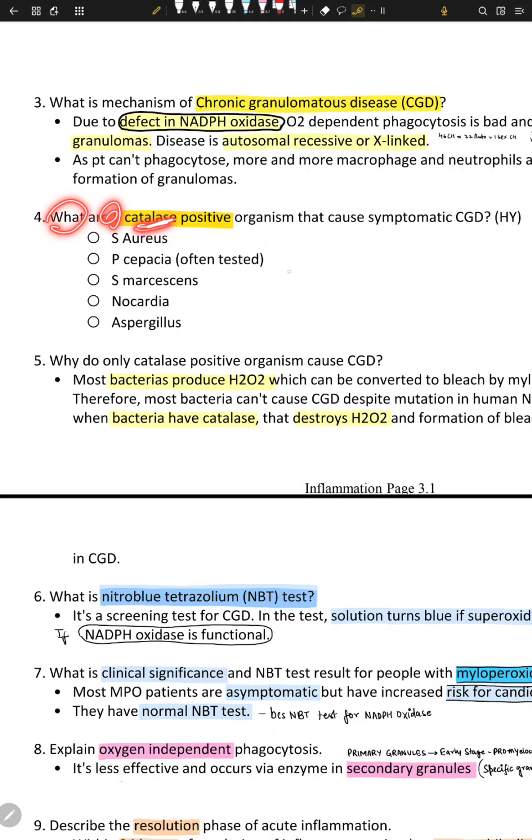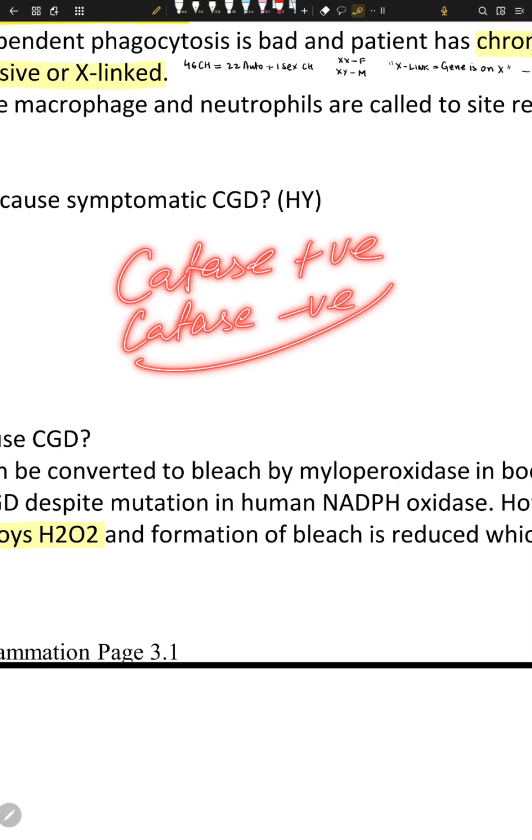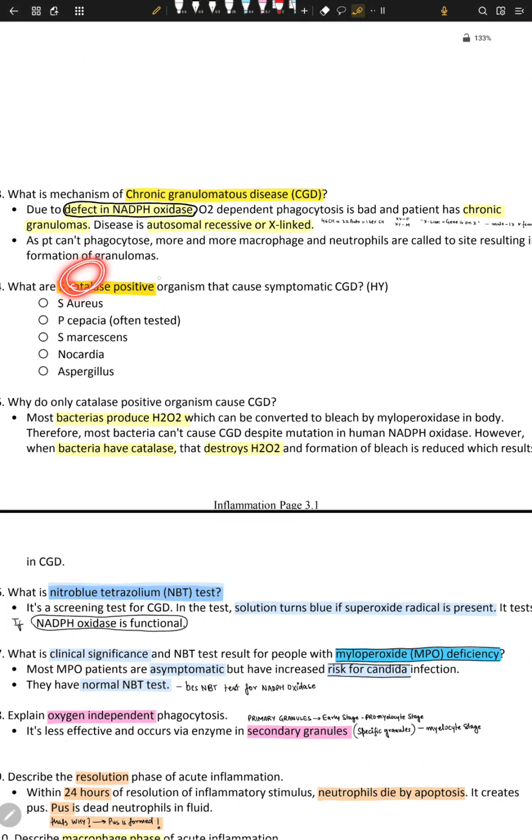What are the 5 catalase positive organisms? There are catalase positive bacteria and there are catalase negative bacteria. So these are the catalase positive organisms that cause symptomatic CGD. What is CGD? Chronic granulomatous disease, right? So Staph aureus, P. cepacia, often tested. This is very important. P. cepacia, S. marcescens, Nocardia, Aspergillus. These are the 5 catalase positive organisms, right? Not bacteria, organisms. Okay.